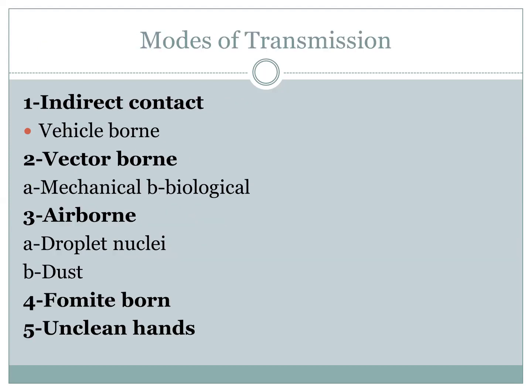Then indirect transmission. Indirect can be vehicle borne. For example, the Aedes aegypti transfers the dengue virus; it acts as a vehicle. Vector borne: for example, the Anopheles mosquito transmits the plasmodium. Airborne can also be included in direct, and then fomite borne, which includes the sharing of items such as towel, kajal, surma between persons who are infected, and it results in spread of diseases like trachoma, and unclean hands.